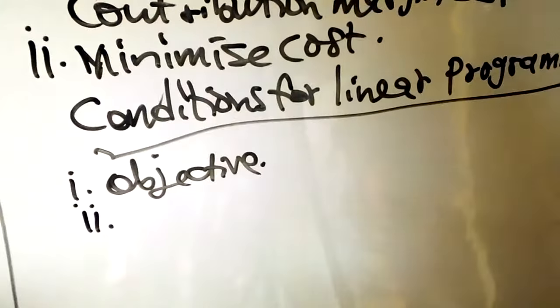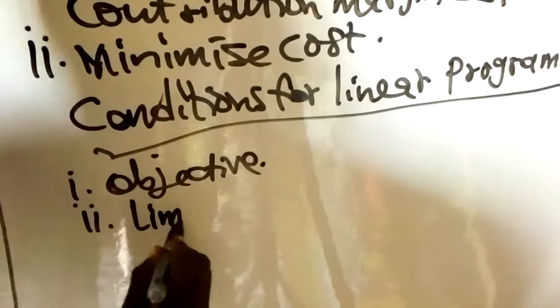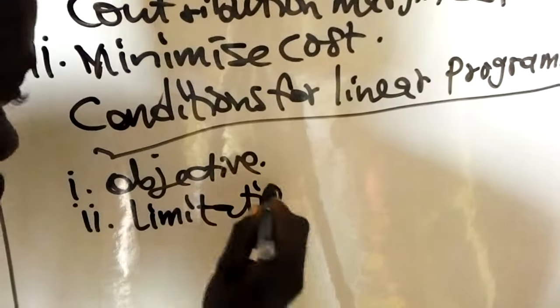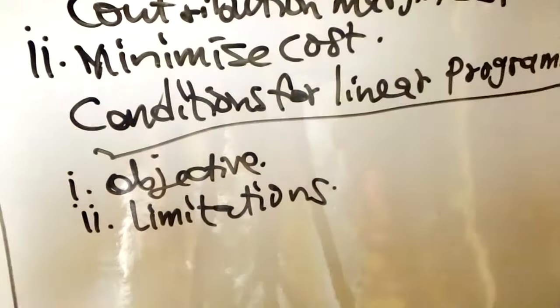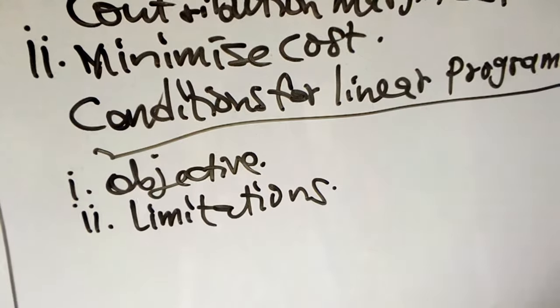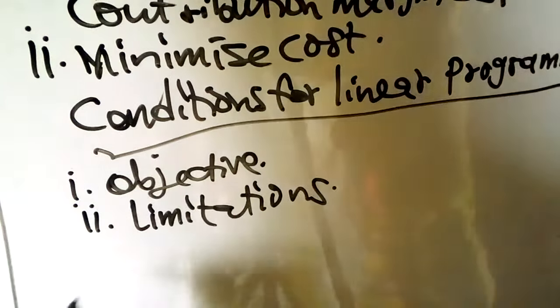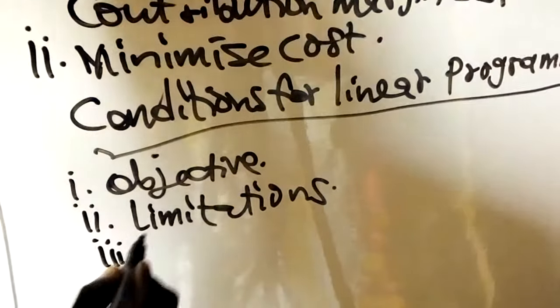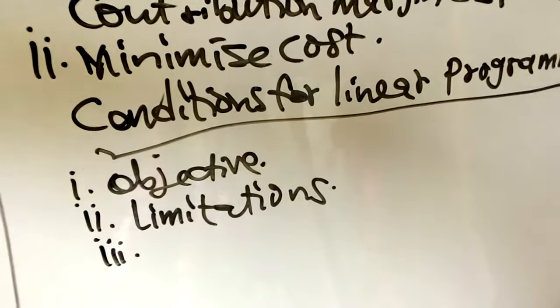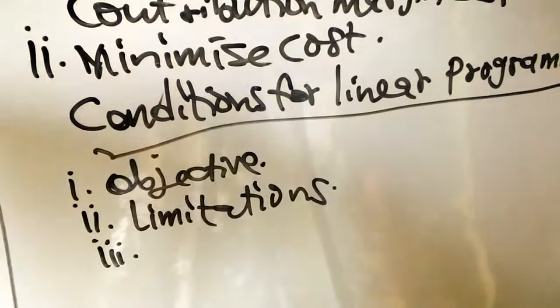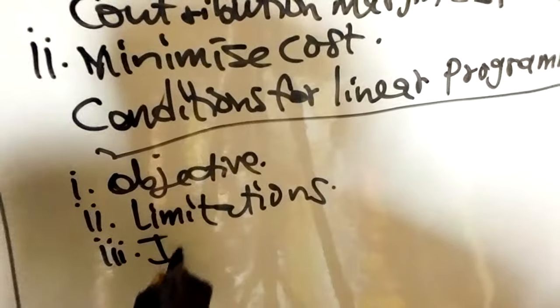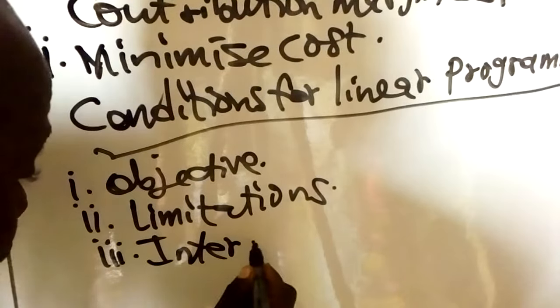Number two, resources must be limited in supply. There must be limitations, meaning that two or more limitations must be involved before you can make use of linear programming. And the third condition is that the variables in the problem must be interrelated. Interrelationship of the variables.